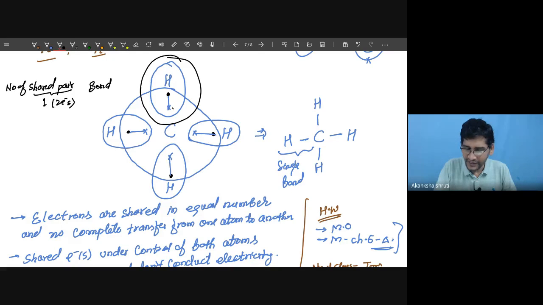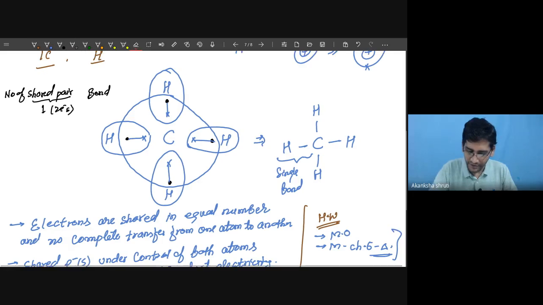Here we are getting 1 electron, this blue one, and another electron, this black one. So these 2 electrons are just forming 1 pair. So it is like this. This 1 pair, such a bond is called our single bond.